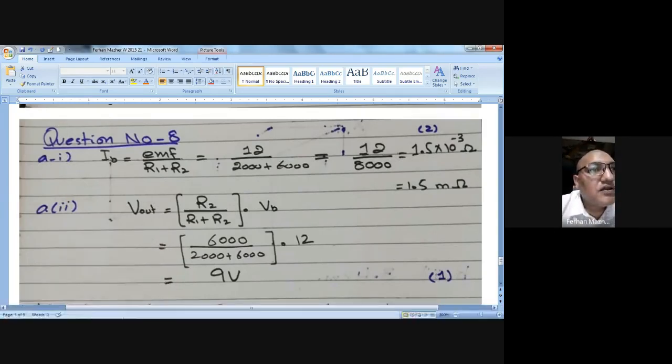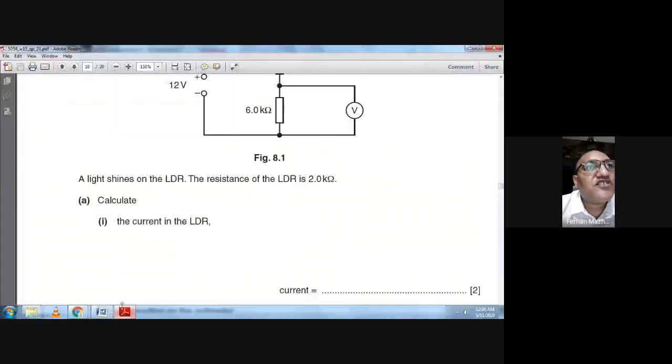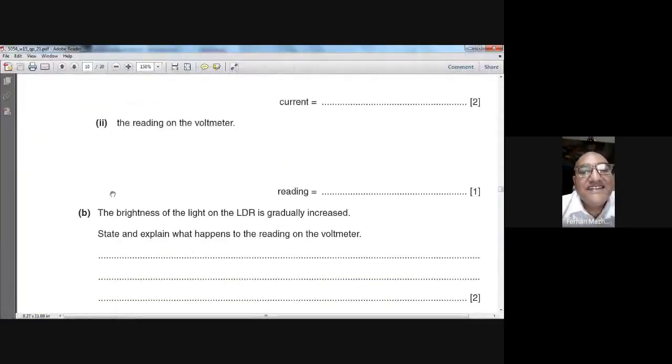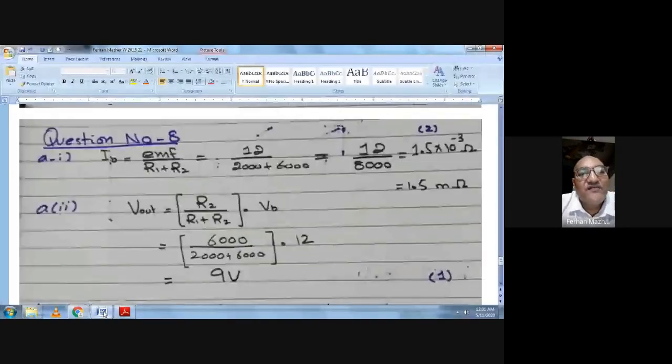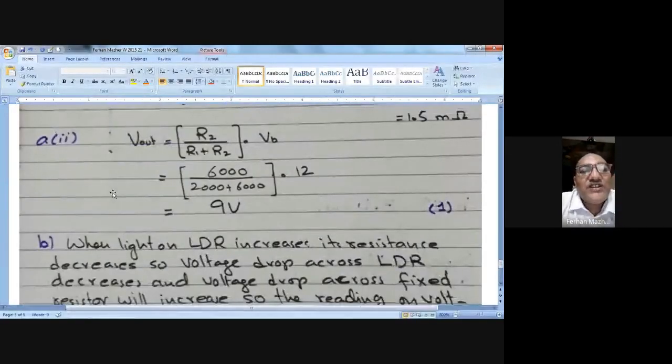Okay. So the next question is the reading on the voltmeter. This is that famous formula of the potential divider. This voltmeter is across R2. So V out, we call it V out when we study potential dividers. The famous formula is on the screen: V out is equal to R2 divided by R1 plus R2, into the voltage of the battery. R2 is 6000, divided by R1 is 2000, 2000 plus 6000, into 12.